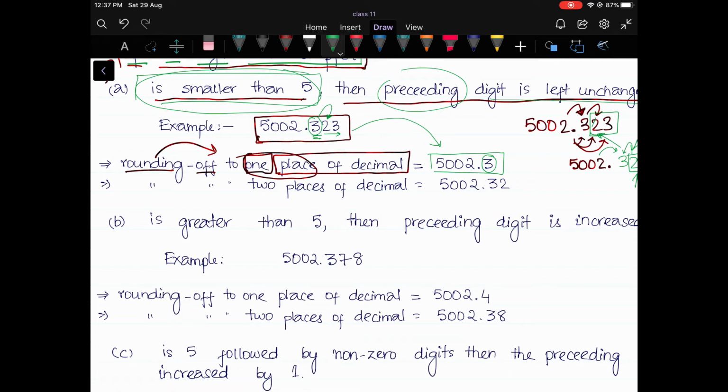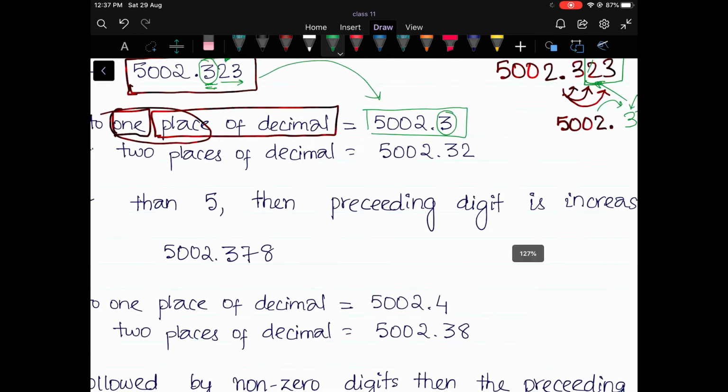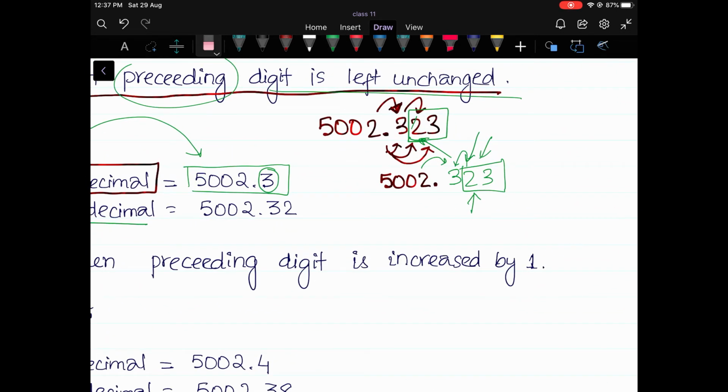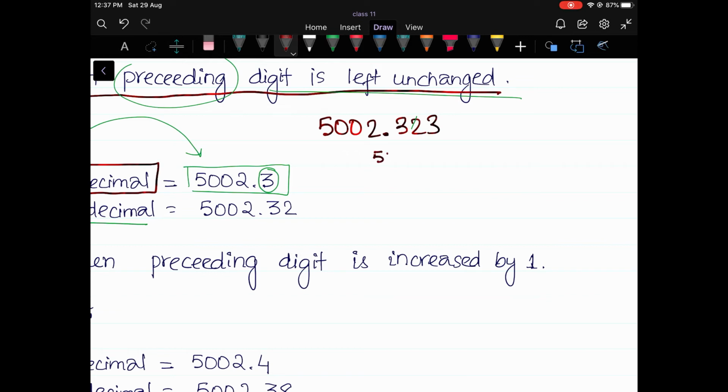Again, if the question says round off again, but now to 2 places of decimal, 2 places of decimal means we are going to write 5002 point, then 1 place of decimal and the next number also, not 3 places, only 2 places. That means clearly we are going to drop this number. Now when we drop this number, we see that this number is less than 5. That means the number that we write will not be changed and we should write 2.